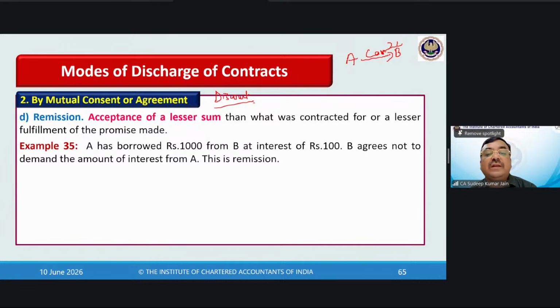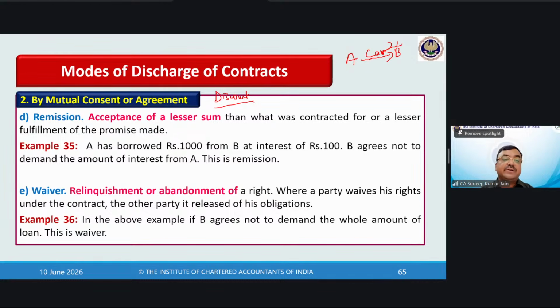Remission: acceptance of a lesser amount than what was contracted for, or a lesser fulfillment of the promise made. A has borrowed 1,000 from B at the interest of 100. B agrees not to demand the amount of interest from A. This is remission. The total payment to be repaid is 1,100. On due date, A says, sir, I could not pay the interest. B says, okay, please pay the principal amount. It is the remission.